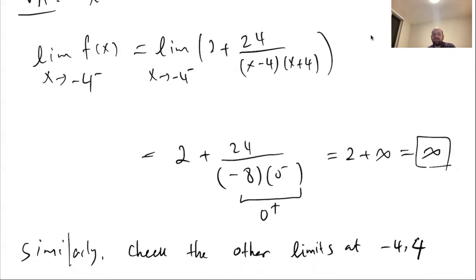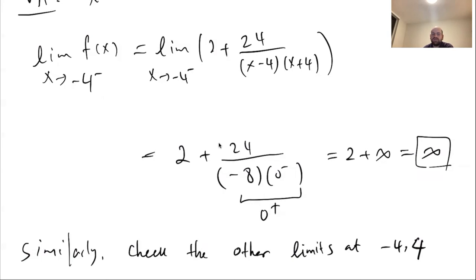Now, -8 times 0 minus will be 0 plus, right? Because this number is negative, this number is also negative. The product of two negative numbers is positive. So this will be a little bit more than 0. This is -8 times a number a little bit less than 0, so the whole result will be a little bit more than 0. And 24 over 0 plus will be plus infinity, and 2 plus infinity will be infinity. So the left limit at -4 is infinity.